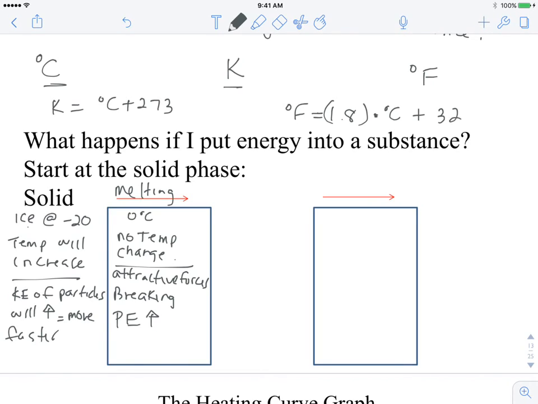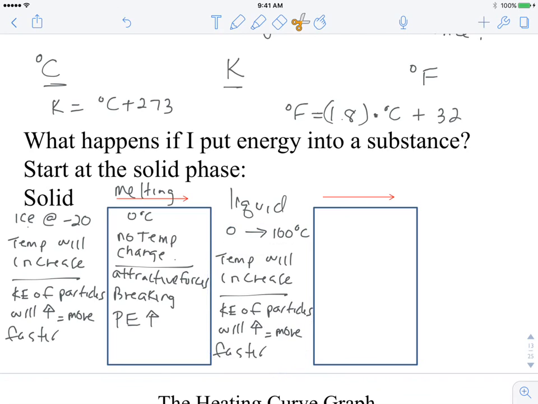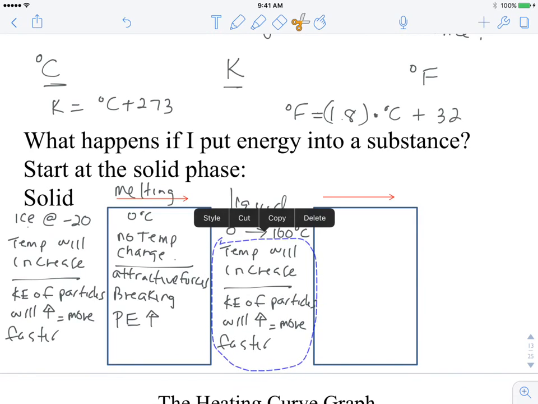Now, once we melt, we'll form a liquid. And the same process happens with the liquid. From 0 up to 100 degrees Celsius for water, we're going to have a temperature increase. In fact, I can take this statement right here, and I can copy it and paste it right here, because it's going to be identical. And once I reach 100, well, then the liquid starts to boil. It starts to vaporize.